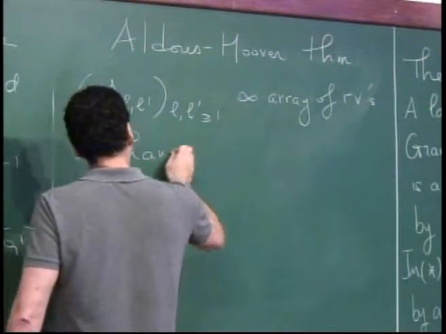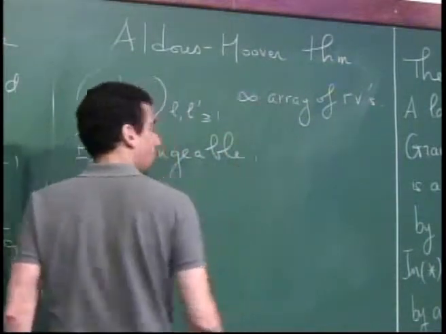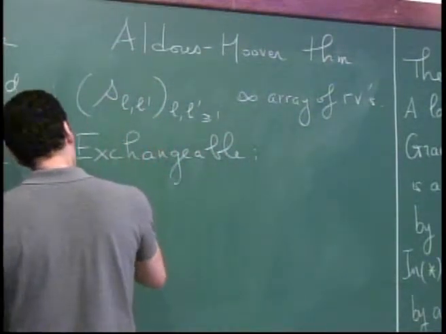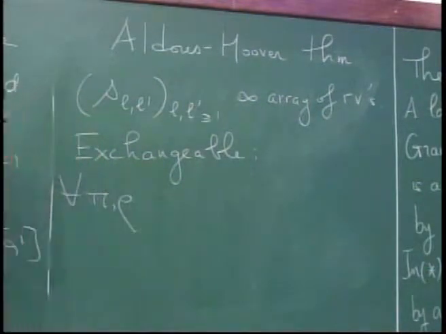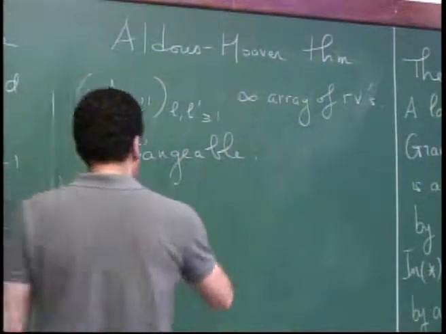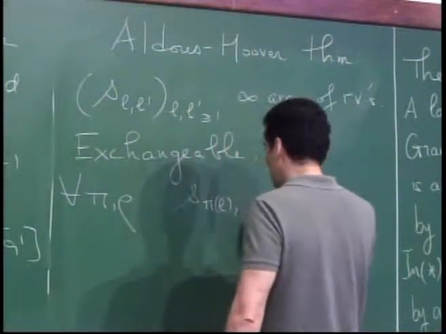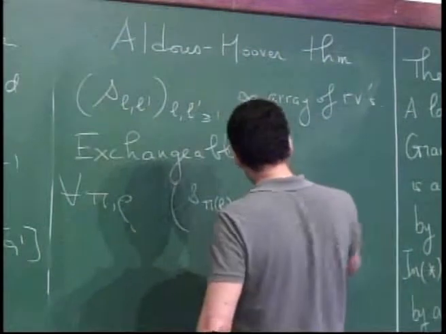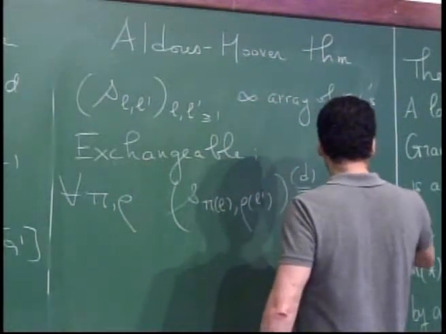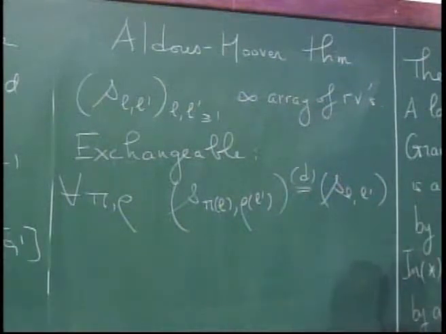So what does exchangeable mean? Exchangeable here means that if you take any two permutations, of a finite number of indices, then S of π(ℓ), ρ(ℓ') has the same distribution as S of ℓ, ℓ'. So this means you can permute to your liking the rows of the matrix and the columns of the matrix with two different permutations, and you get the same distribution. So that's a strong statement. That's why before we called it weakly exchangeable, because we had the same permutation for the rows and the columns. And you see why it's important.